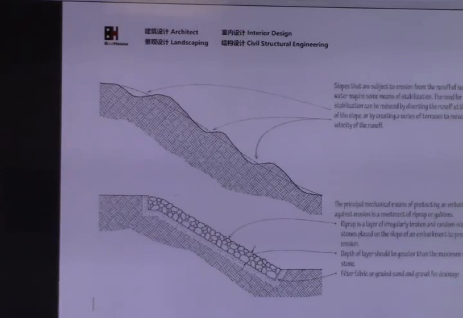The first one is a very natural one. It's just grass and plants. You can use organic things to naturally protect the slope. But if the slope is big, that one doesn't work. The second one is for when the slope is steep. We need gravel and sand, combined or mixed, to protect the slope.